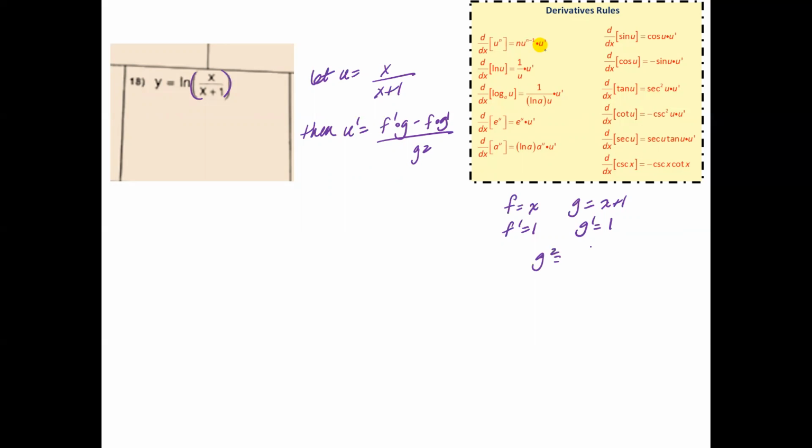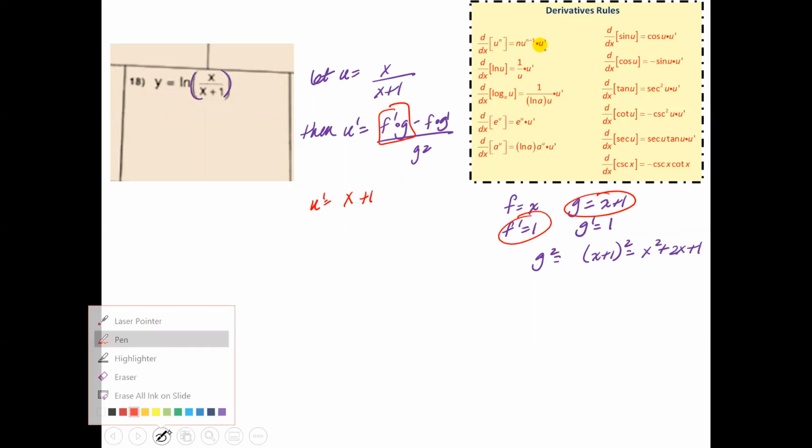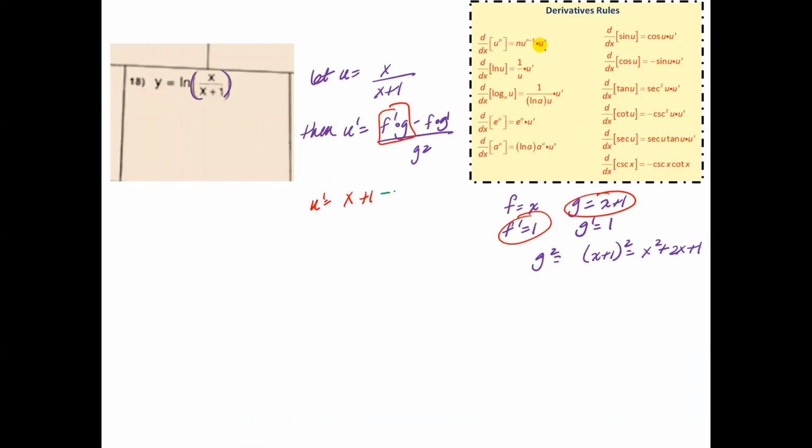So then g squared is going to be (x plus 1) squared, which is the same thing as x squared plus 2x plus 1. So let's go ahead and plug that in. f prime times g is just going to be x plus 1, minus f times g prime, x, so that part cancels, and you get a 1 actually, all the way over (x plus 1) squared.